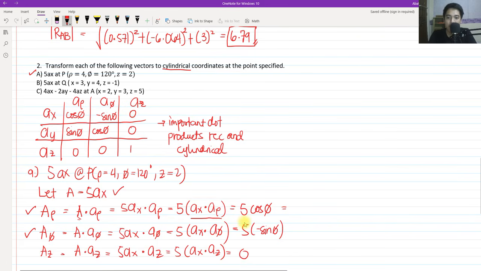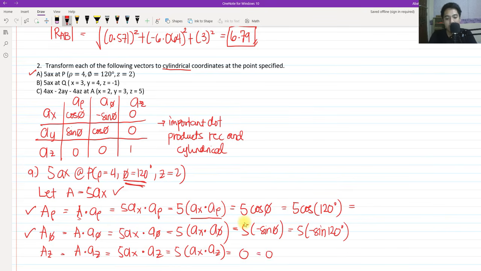So what would be the value of phi? That would be the phi of the given point, which is 120 degrees. Here we have 5 negative sine, still with phi of 120 degrees, and of course this would be 0. Upon evaluating 5 cosine of 120 degrees, that's negative 2.5. This is the rho component, in terms of cylindrical coordinates, of the vector 5ax at this point.